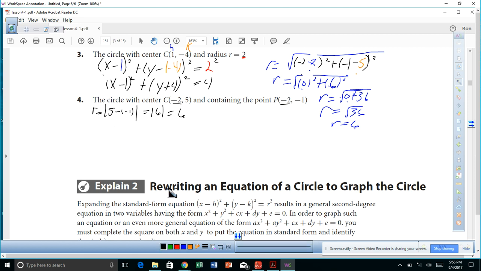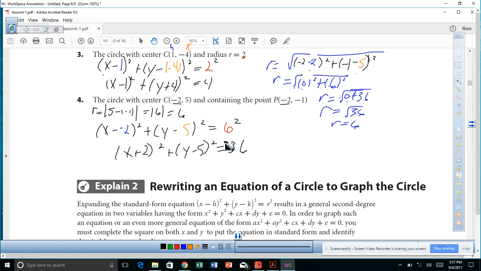So now our equation is going to be (x minus h) squared plus (y minus k) squared equals r squared. Well, for h, we got negative 2. For k, we have 5. And for r, we're going to have 6 squared. So this will be written (x plus 2) squared plus (y minus 5) squared equals 36. And there we go.